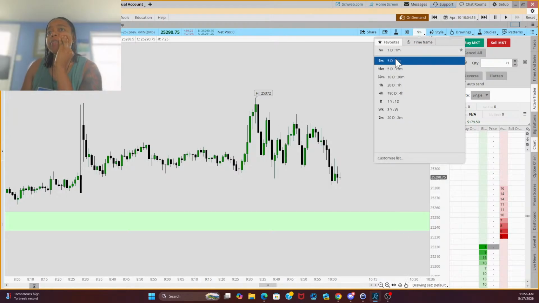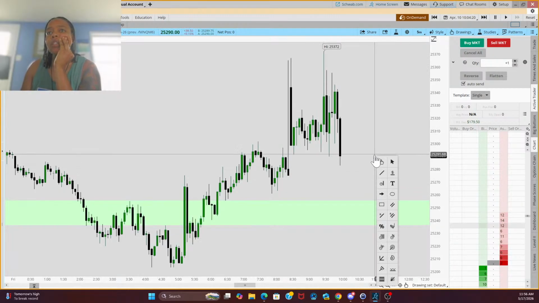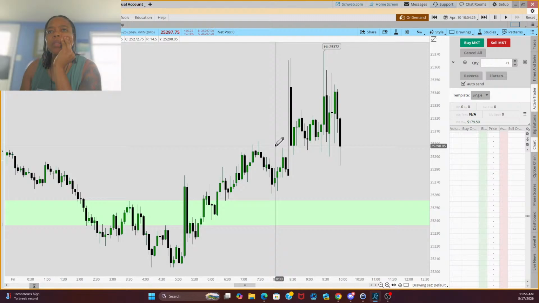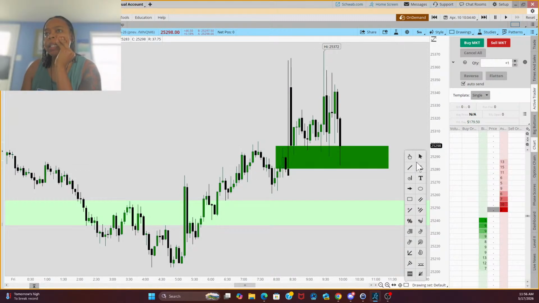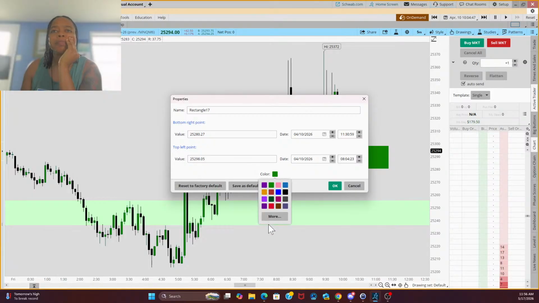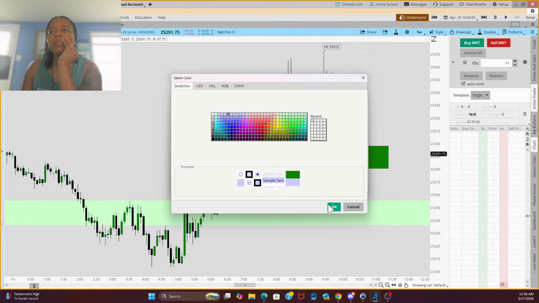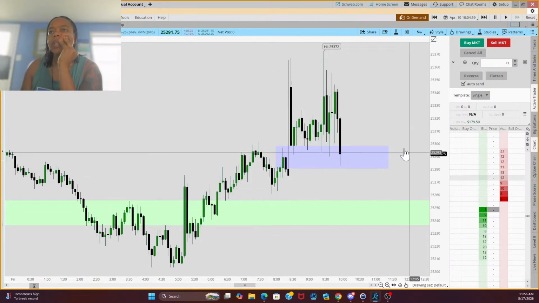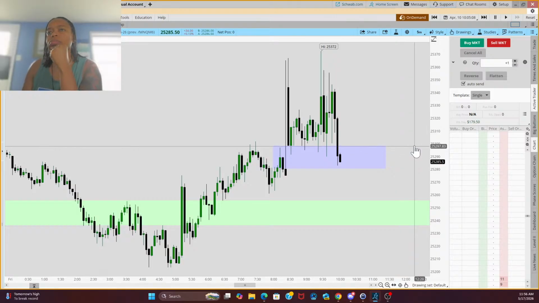But let's go back to the 5-minute and let's add that volume imbalance right here as a point of interest, to make that light purple. And then I'm going to go biking after this, y'all.